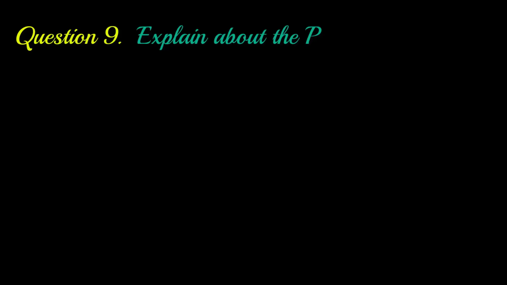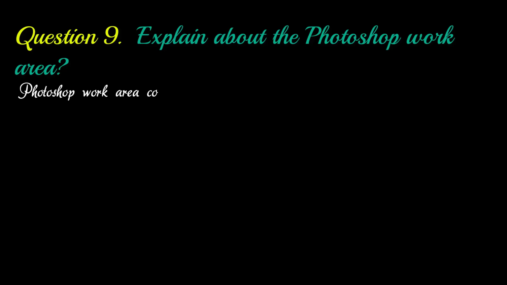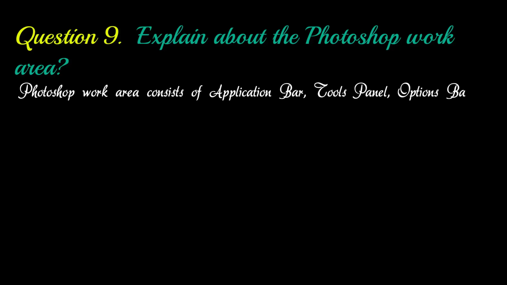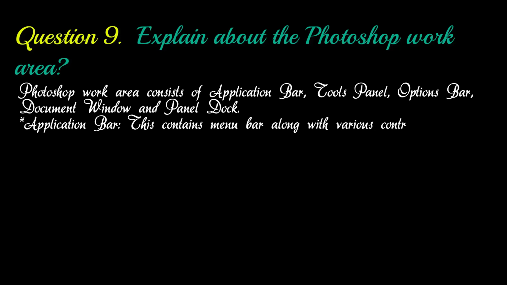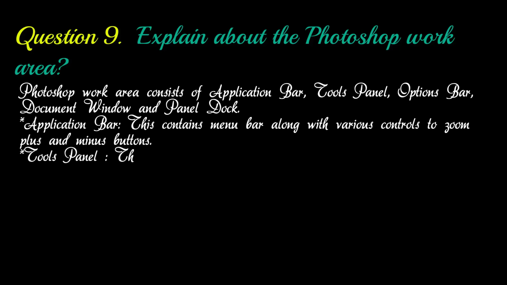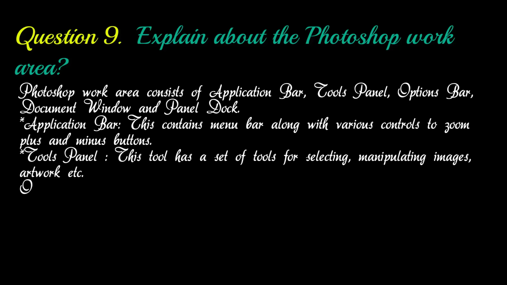Explain the Photoshop work area. Answer. The Photoshop work area consists of the Application bar, Tools panel, Options bar, Document window, and Panel dock. Application bar: this contains the menu bar along with various controls such as zoom plus and minus buttons. Tools panel: this has a set of tools for selecting and manipulating images, artwork, etc.